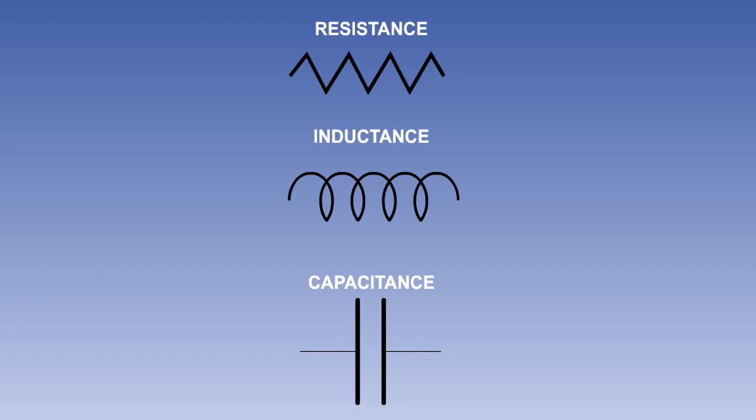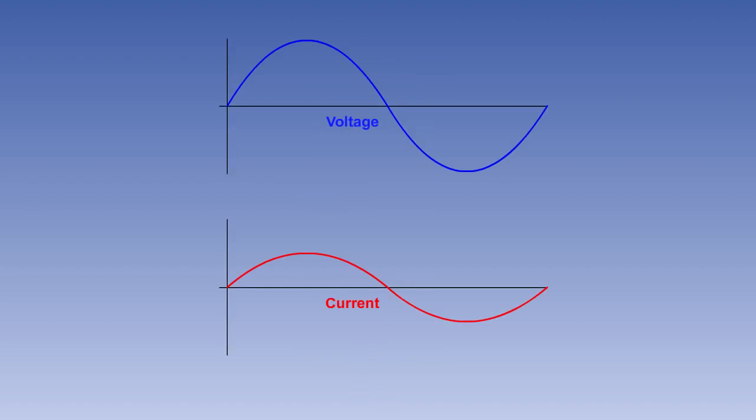In this lesson, we will discuss the effects that resistance, inductance, and capacitance have on voltage and current in an AC circuit. Current and voltage in an AC circuit have the same frequency, and their waveforms, or the shapes of their cycles, are the same. In aircraft AC generator systems, the voltage and the current waveforms are both sinusoidal.